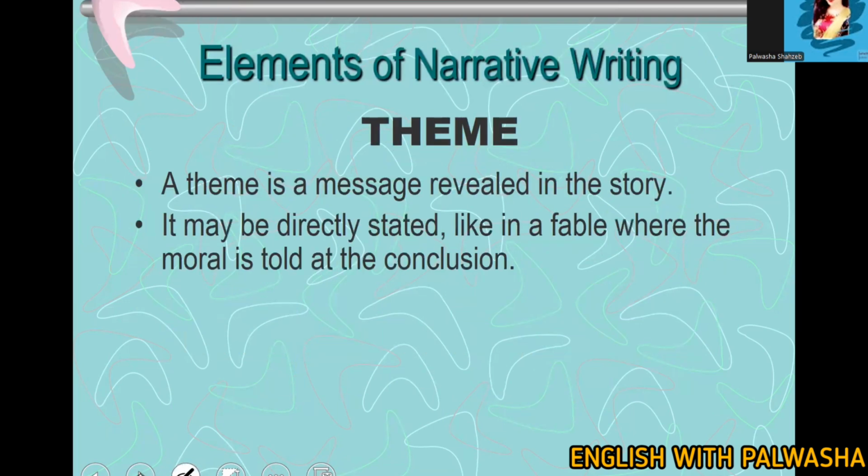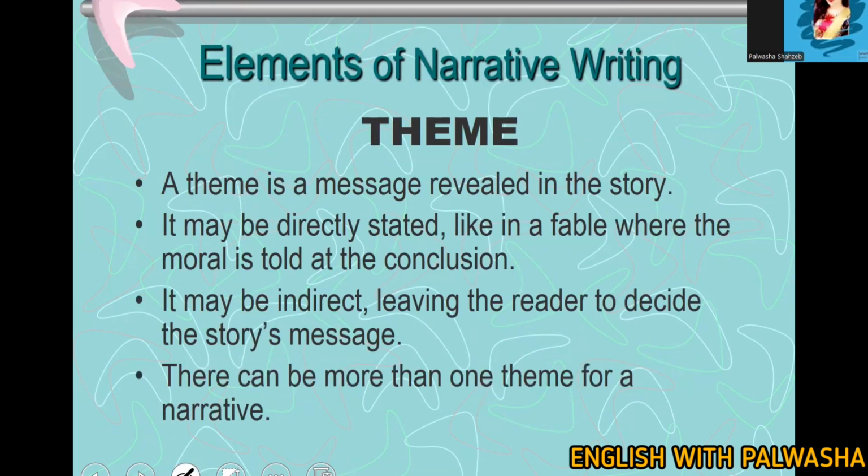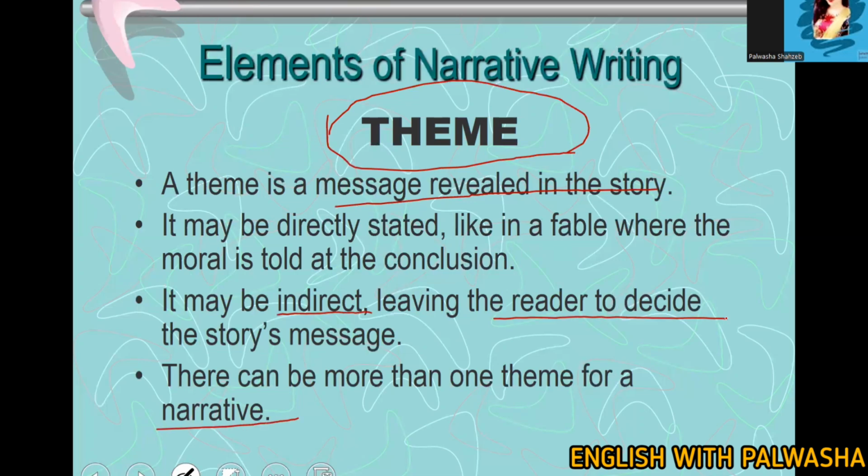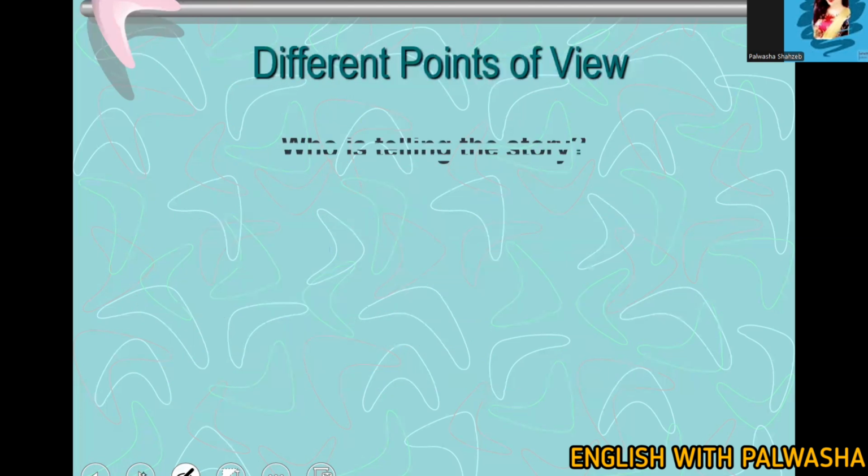And of course the theme भी बहुत important part है story का. Theme is the message revealed in the story. होना चाहिए, must होना चाहिए, इसको mind में रखना होता है. This is also one of the elements of narrative writing, and there can be more than one theme for a narrative as well. It may be indirect, leaving the reader to decide the story's message. It may be directly stated like a fable where the moral is told at the conclusion, right?